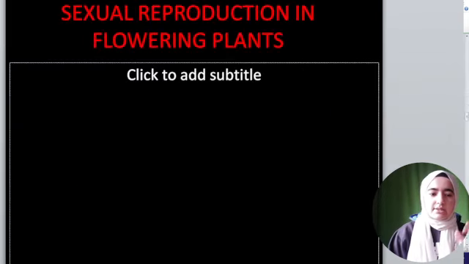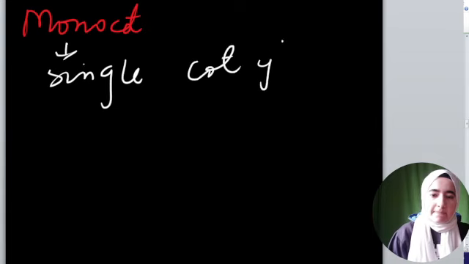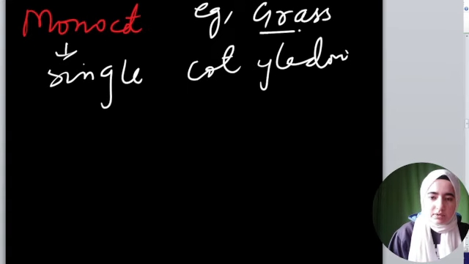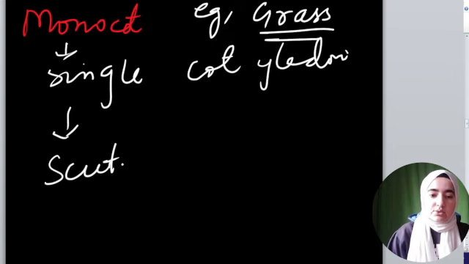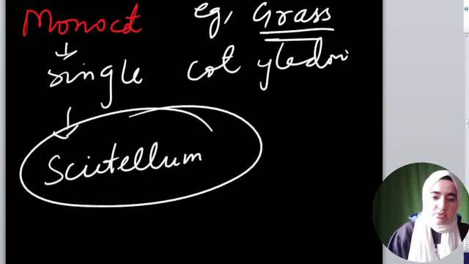And monocotyledon, sorry, monocotyledon will have a single cotyledon, right? Monocots have a single cotyledon, and an example of a monocot is grass. It has a single cotyledon, and that single cotyledon is known as scutellum.